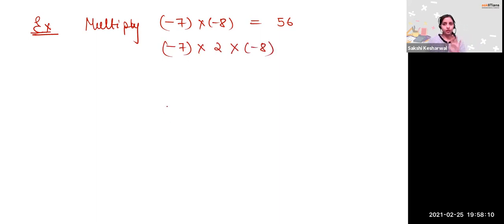Now if I give you to multiply minus 7 into 2 into minus 8, right? This is the question. Just see, there are two negative signs. So negative into negative will become what? Beta? Positive, right? And now you just multiply the whole. 7 into 8 is 56, and 56 into 2 is what? 112, right?